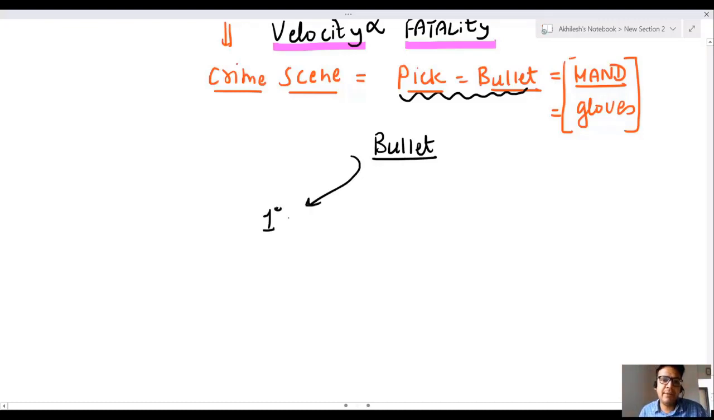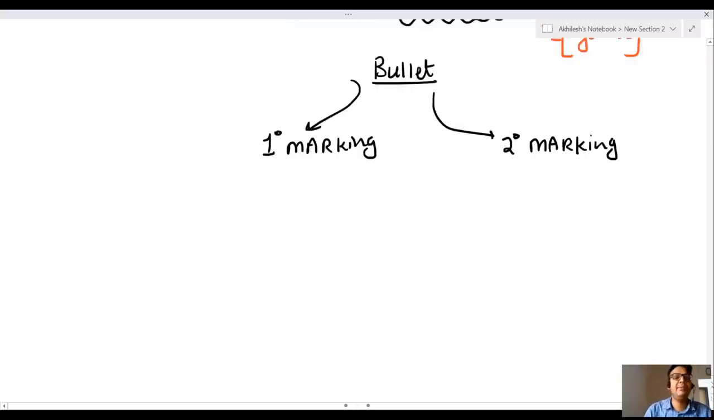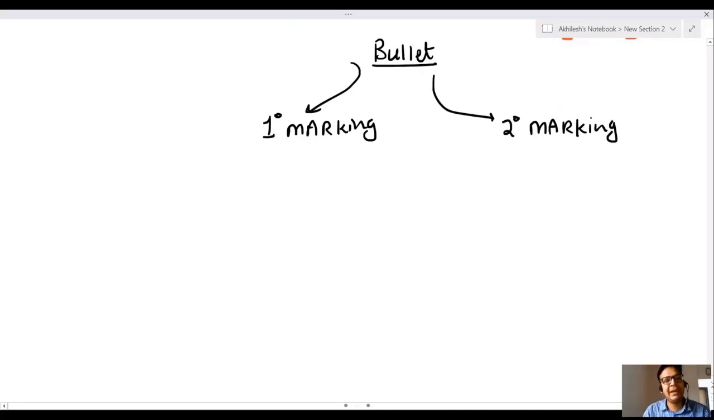Because every bullet has two markings. One is primary marking, another is secondary marking. Bullet has to be picked by hand only. Primary marking decides the class of a bullet. And secondary marking is individual marking.